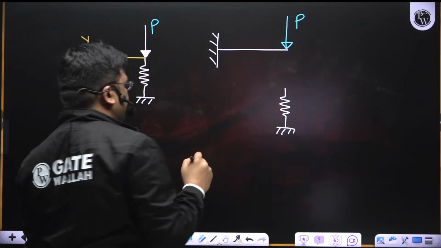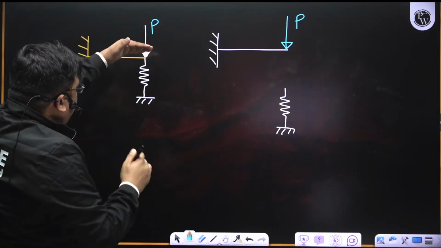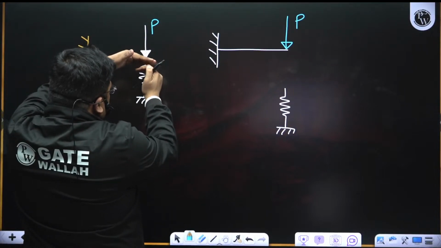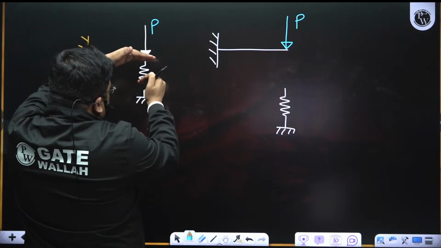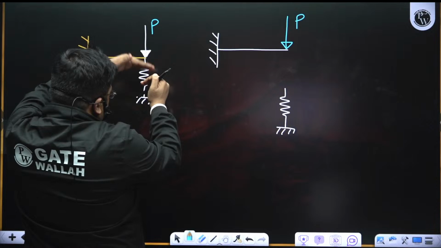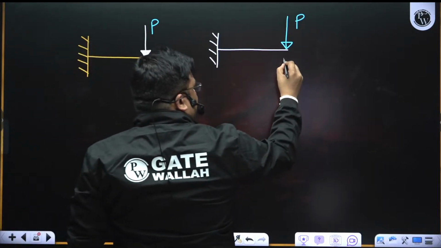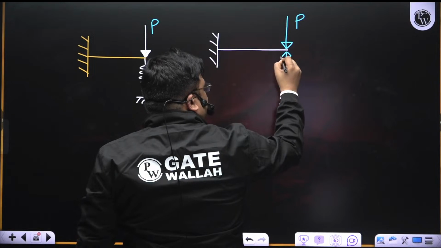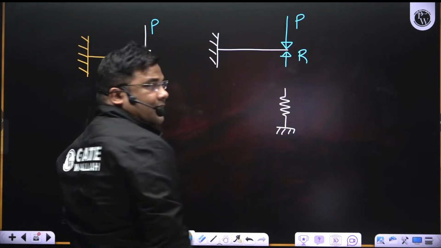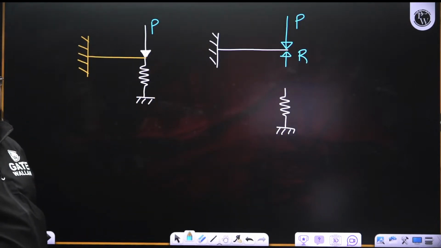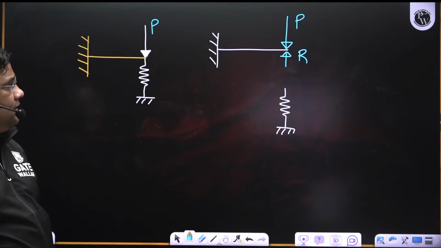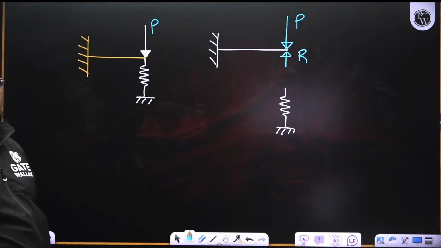Now since this load is applied, the spring is getting compressed, so there will be generation of spring force in the spring, right? So what will happen, this spring will exert a reaction R on the beam, right? Yes, this spring will generate an R on this beam, right?